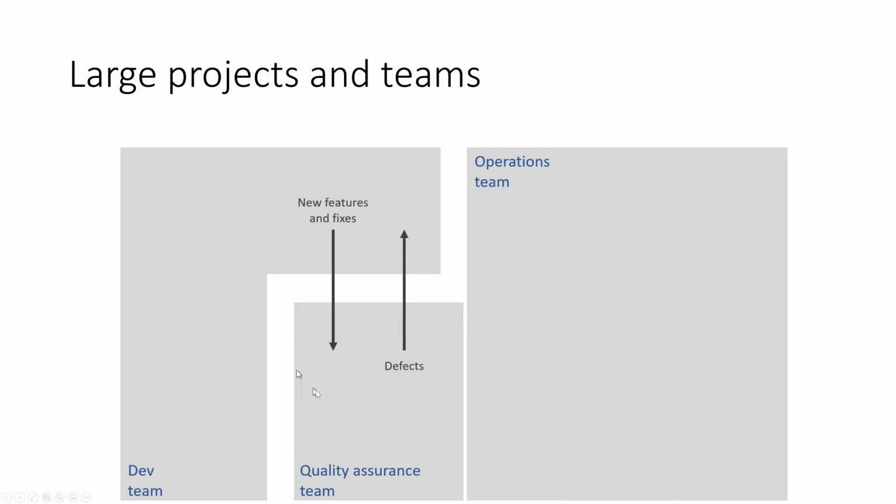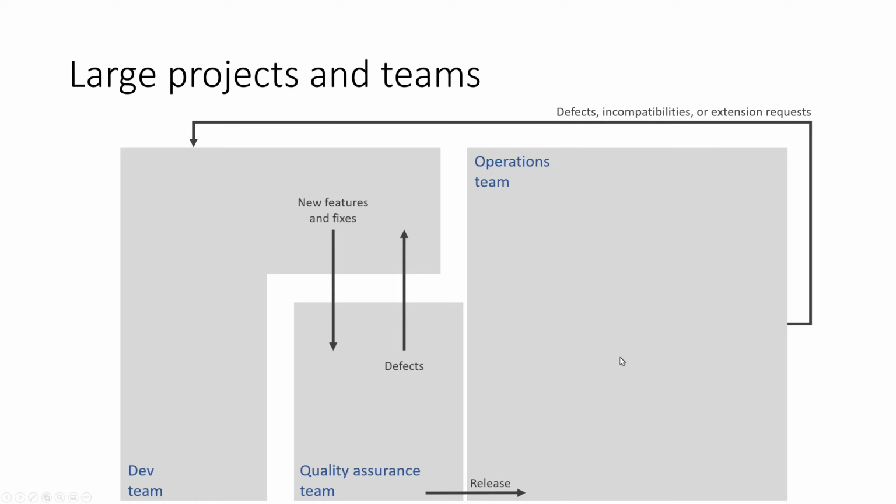And when we have iterated enough on this testing phase, then the quality assurance team might deem that the software is okay to be deployed and send it to the operations team. And the operations team will deploy the software and the users will start using that software. Of course, when the software is being used, we might identify new defects that the quality assurance team didn't identify. We might identify incompatibilities with the environment where the software is being deployed, or the users might ask for extensions or new features. And then we go back to the development team to implement these new features and fixes.